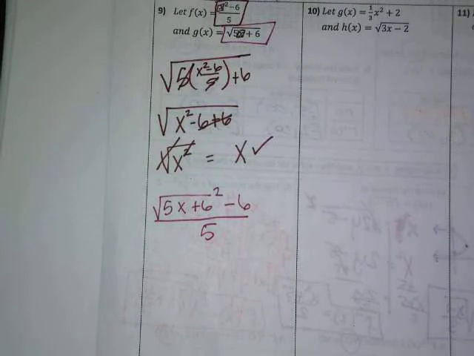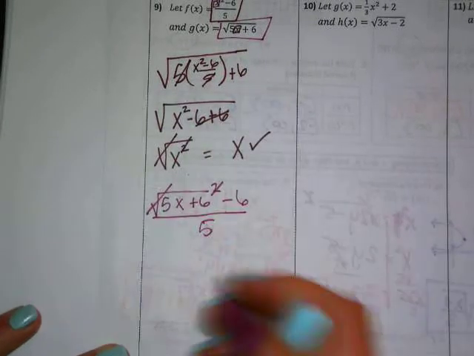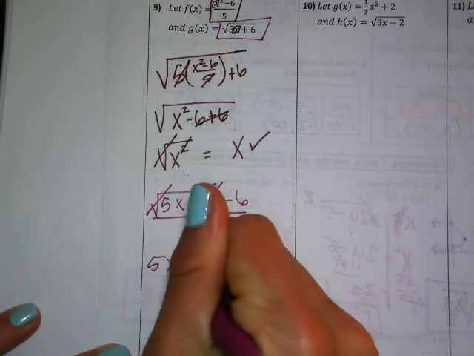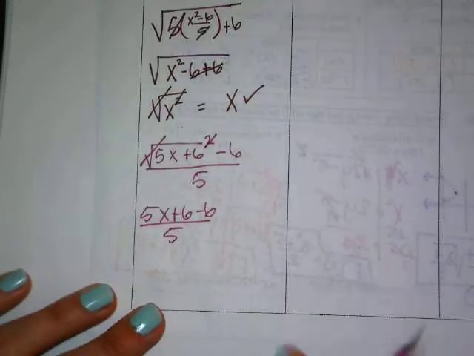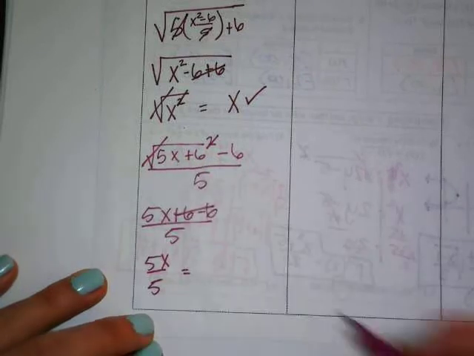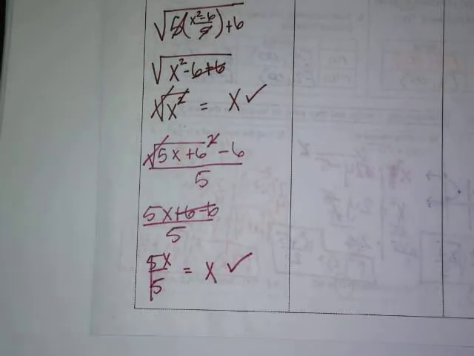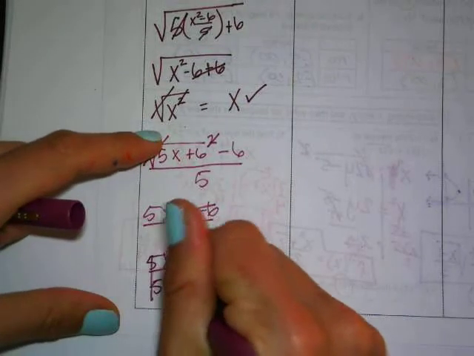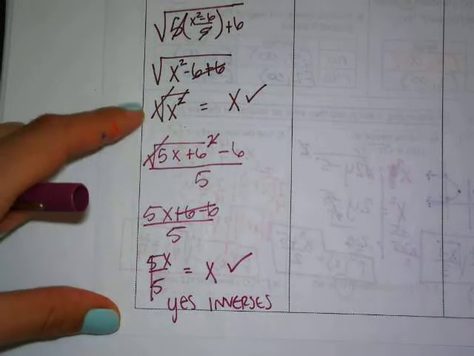And then you're going to see if everything cancels. What do you notice cancels first? The square root and the square. And you're left with 5x plus 6 minus 6. The 6s cancel. And you're left with 5x over 5. The 5s cancel, and so you're just left with x. So since both of them work, then yes, they are inverses.